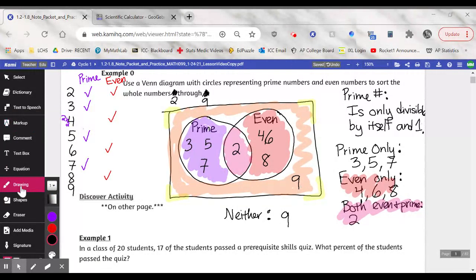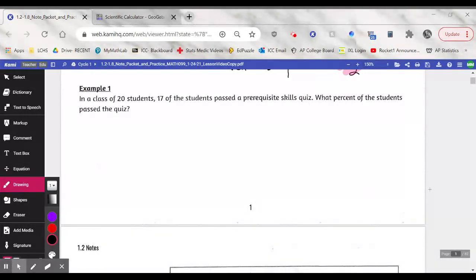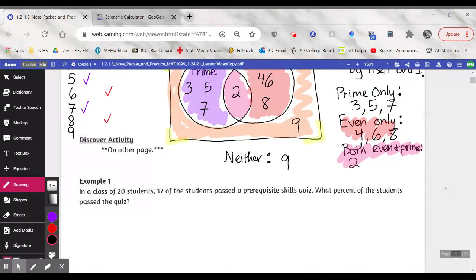So just to make sure that you understand, we have 4 different places that we can place numbers. We have prime only, we have prime and even, we have even only, and we have neither. Okay, we're going to go back to a few Venn diagram examples later.